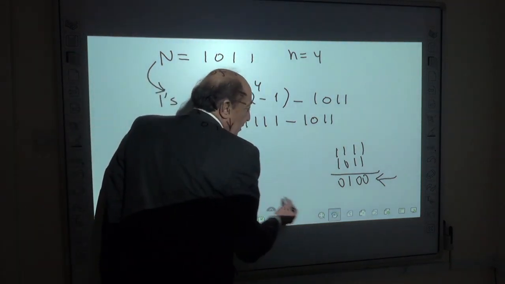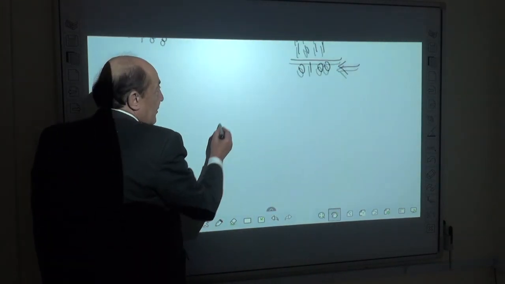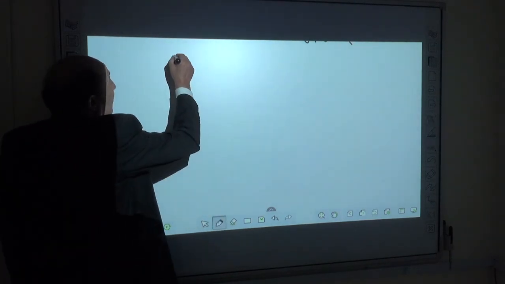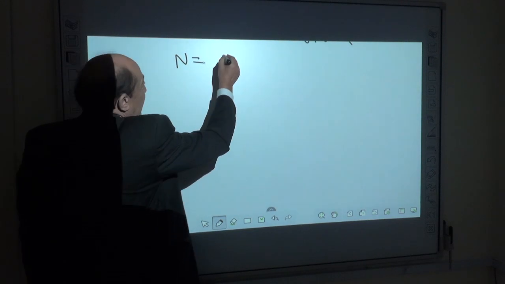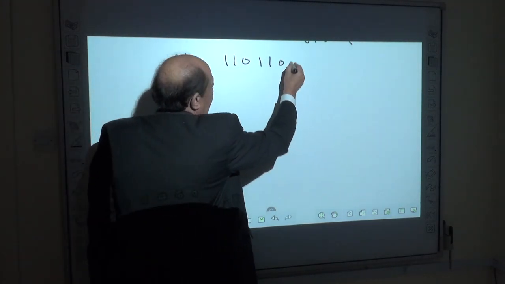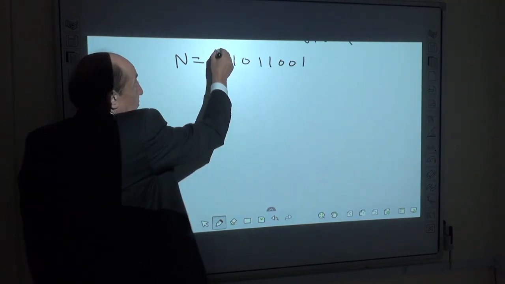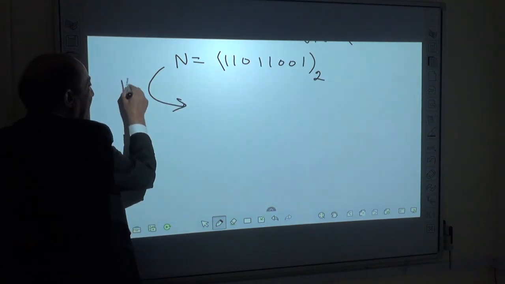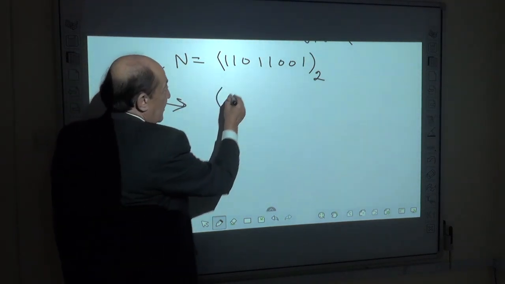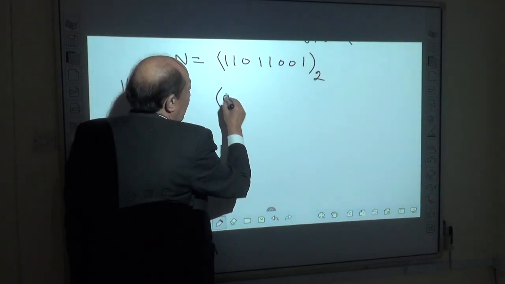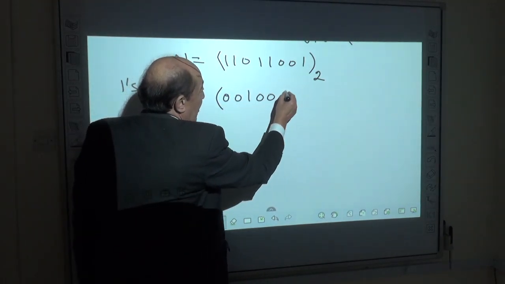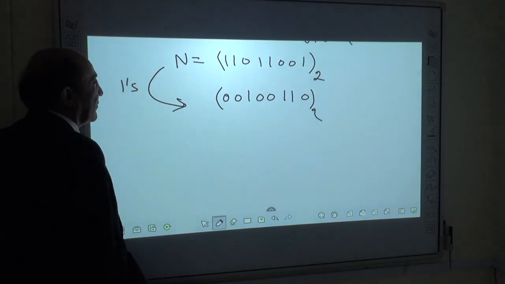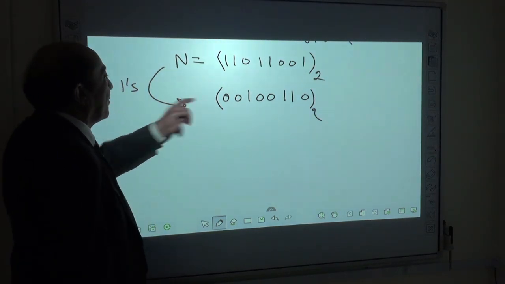For example, to find the 1's complement of the number n, 1, 1, 0, 1, 1, 0, 0, 1 in binary, then the 1's complement is equal to directly 0, 0, 1, 0, 0, 1, 1, 0. Also, this is 1's complement.